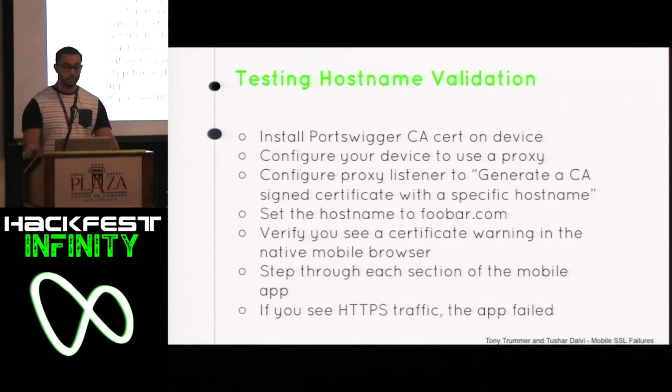For testing hostname validation, again, similar steps. Basically, the only change you're going to make is generating a CA certificate with a specific hostname. You can set that hostname to whatever, a third-party domain, your domain. Kind of play with it to see if you see any browser errors, and step through the app. And again, if you see any HTTPS traffic in your proxy, the app's failed again. So pretty simple stuff. Not too hard. Again, you don't have to have a jailbroken device to do these types of tests.